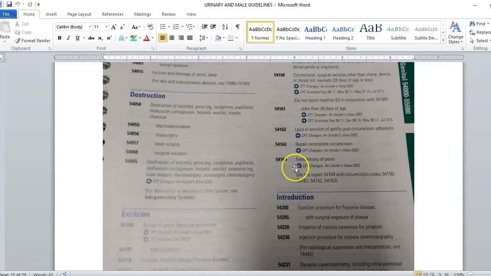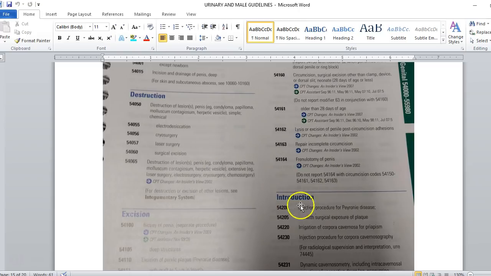I also want to show you guys up here, 54163 is a repair of an incomplete circumcision. So sometimes what happens is circumcision is done within the first few days of the boy's life. As he gets a little bit older, sometimes closer to 1 or 2, he starts having problems learning how to use the bathroom. And so that's when we might have to go back and do a repair after.